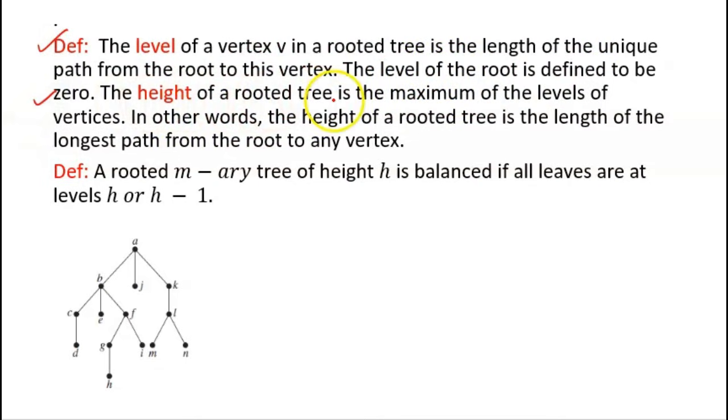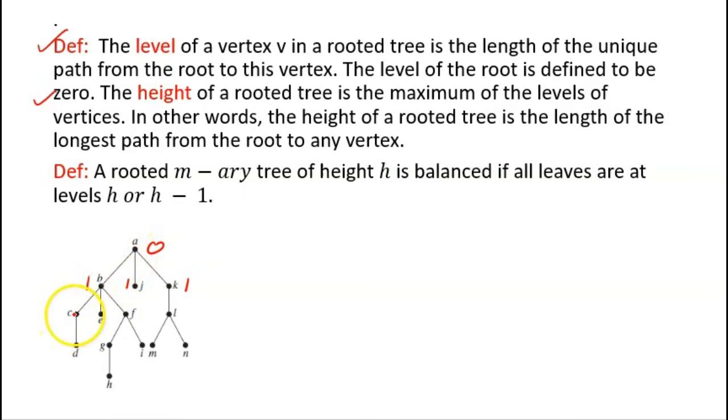The height of a rooted tree is the maximum of the labels of the vertices. In other words, the height of a rooted tree is the length of the longest path from the root to any vertex. So first let us look at this tree and assign the labels to it. This is at level 0. These 3 vertices are at label 1, because if you move from A to B, you have to cover one edge, which means the length of this path is 1.